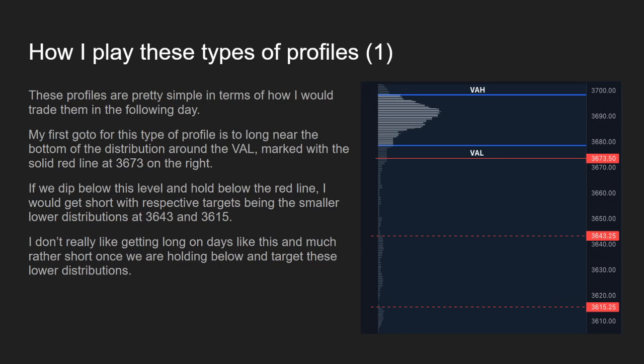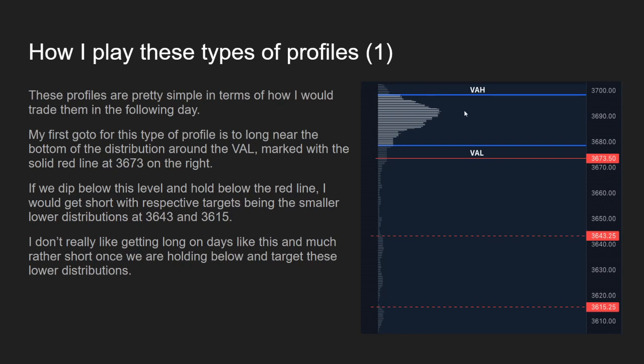This is going to be my specific playbook on how I play these type of profiles. You can use these for your own strategy development, as I discussed in the introduction video. These profiles are relatively simple in terms of how I trade them in the following day. So for example, this would be a profile from the Wednesday session, and I would apply these levels and trading strategy to the session that takes place on Thursday.